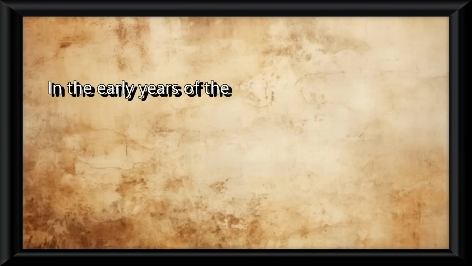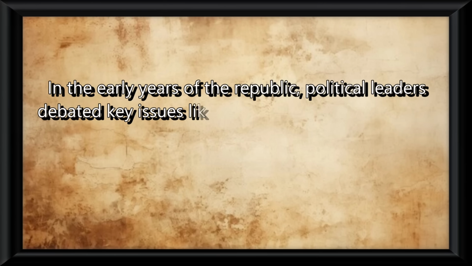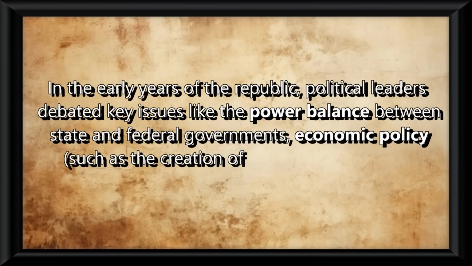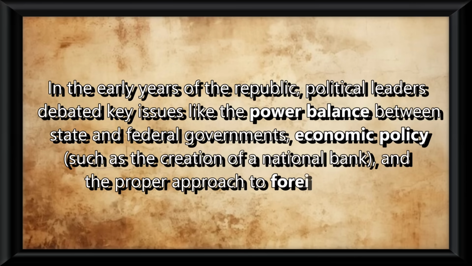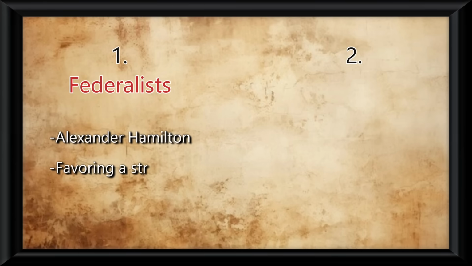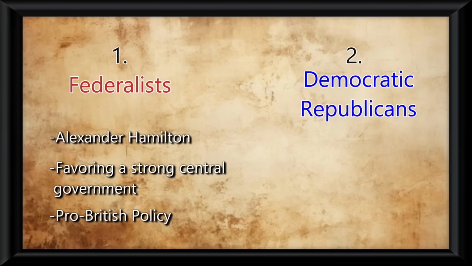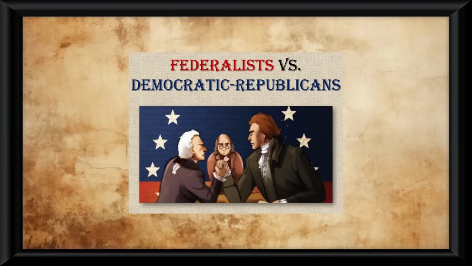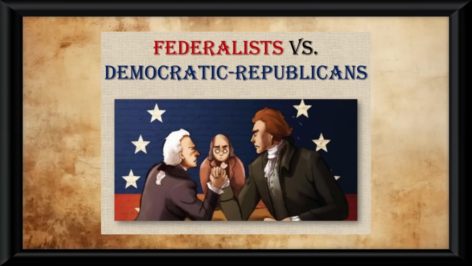In the early years of the Republic, political leaders debated key issues like the balance of power between state and federal governments, economic policy such as the creation of a national bank, and the proper approach to foreign policy. These debates led to the formation of the first 2 political parties in the United States, the Federalist Party, led by Alexander Hamilton, favoring a strong central government and pro-British foreign policy, and the Democratic Republican Party, led by Thomas Jefferson and James Madison, advocating for states' rights and pro-French policies. These parties would cause separation that we even still see today.